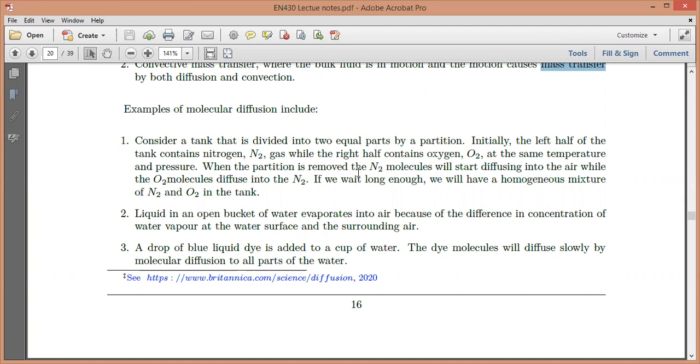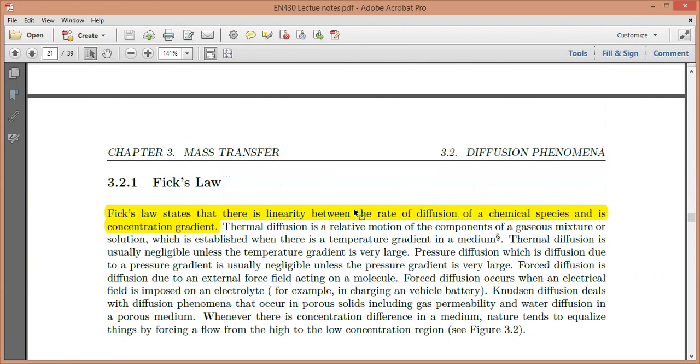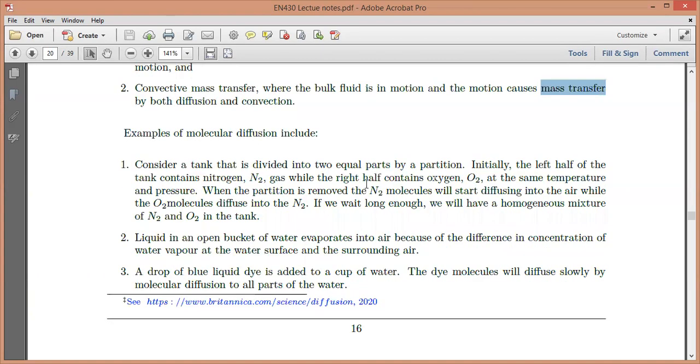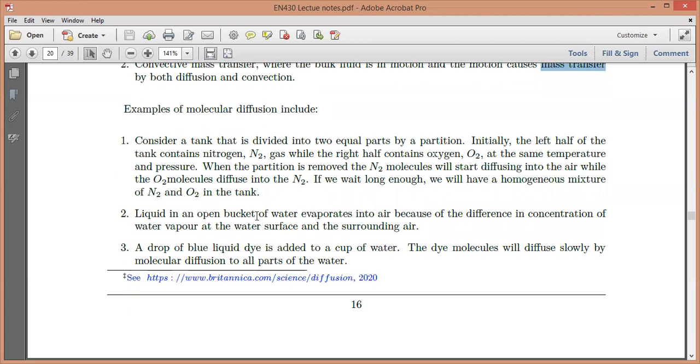When you lift that partition, molecular diffusion will begin to happen. When the partition is removed, the nitrogen molecules will start diffusing into the oxygen, while the oxygen molecules will diffuse into the nitrogen. If we wait long enough, we'll have a homogeneous mixture of nitrogen and oxygen.